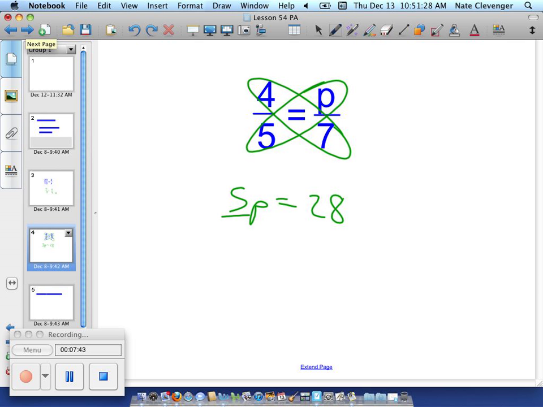5.6. But we're not going to write it as a decimal. We're going to leave it as a fraction because the problem starts as fractions. So if you divide by a number that it won't reduce by, then that's just the answer. 28/5. It won't reduce, so there's your answer.